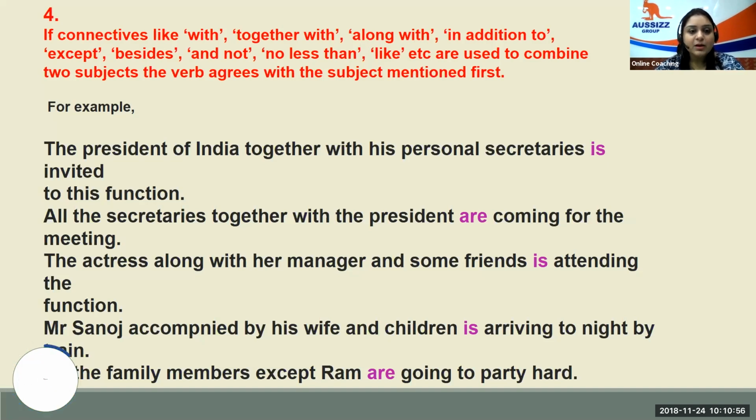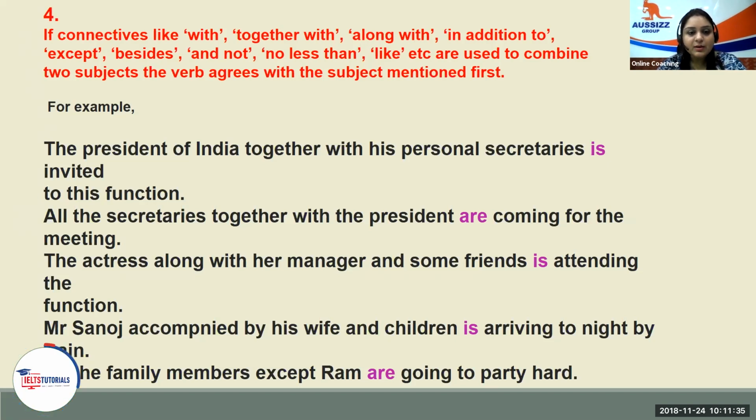Okay. Next example. Now, if I am switching the nouns, the vice versa condition, all the secretaries together with the president. Now my main focus should be on all the secretaries. So all the secretaries together with the president are coming for the meet, because here together with is my connector, subject number 1, all the secretaries, subject number 2, president, but my verb goes according to subject number 1. So all the secretaries together with the president are. Getting the thing?